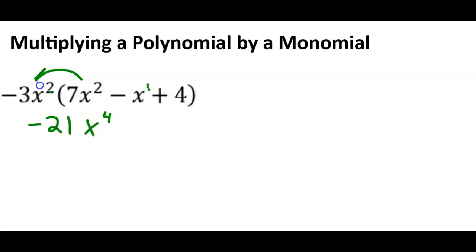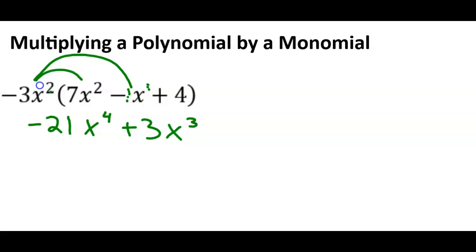So I'm going to do -3x squared times -x. What number is in front of my -x? Specifically -1, right? So -3 times -1 is going to give me +3. X squared times x to the first, I have to apply my first rule from chapter 7. I'm going to add my exponents, so I'm going to get x cubed. Right? 2 plus 1, 3. Okay?